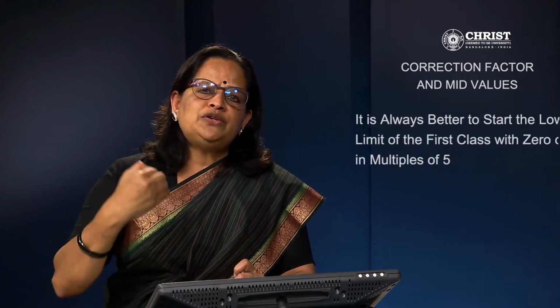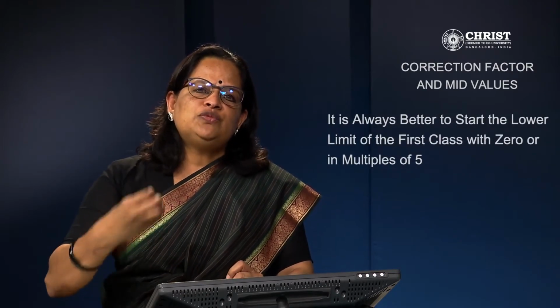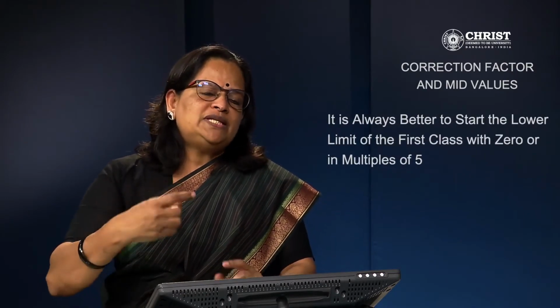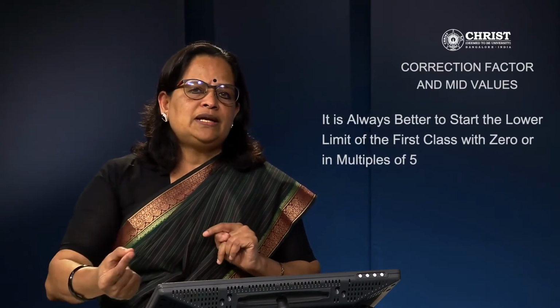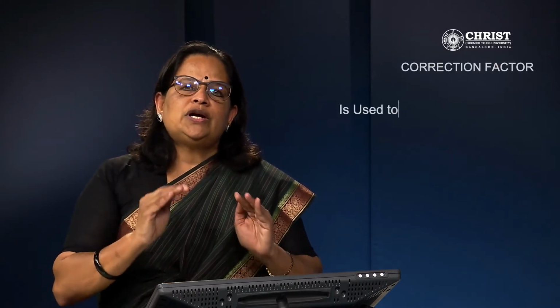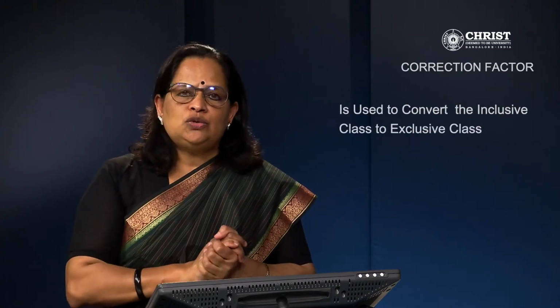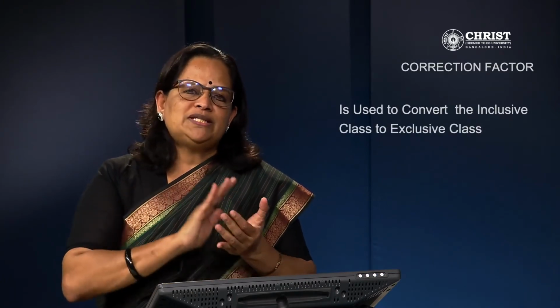It's always better to start the lower limit of the first class with 0 or a multiple of 5. This again and again I am repeating because it's very important for further statistical calculations. Now we will see what is correction factor. This is used to convert the inclusive class to the exclusive class. I am going to explain with an example also.